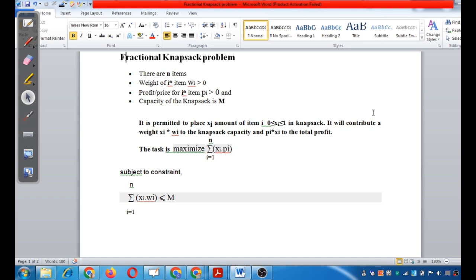total profit. The task is to maximize sigma i equal to 1 to n xi into pi, subject to sigma i equal to 1 to n xi wi less than or equal to m. The weight should not exceed the knapsack capacity.